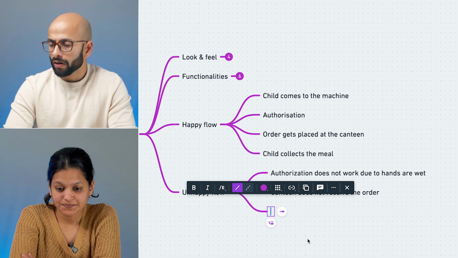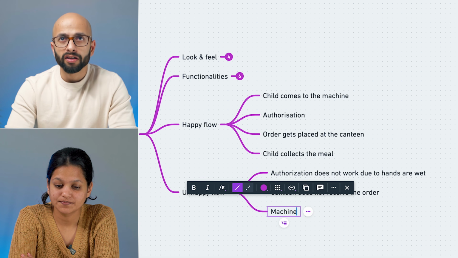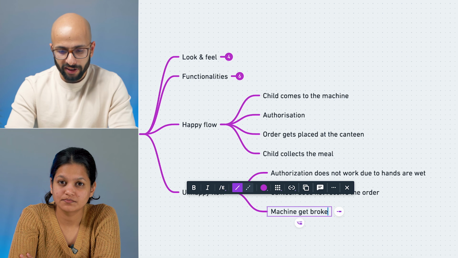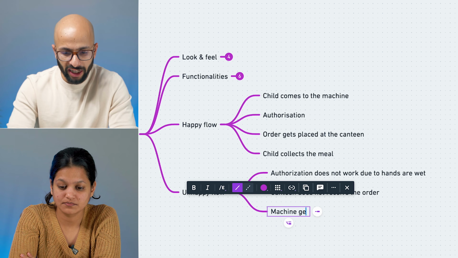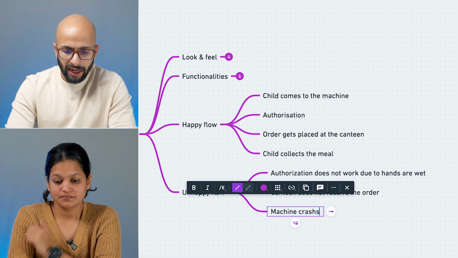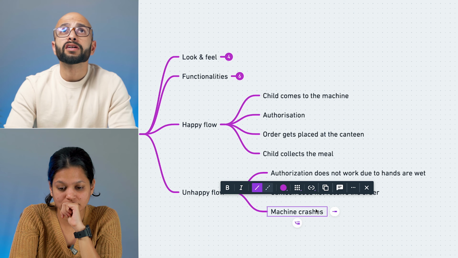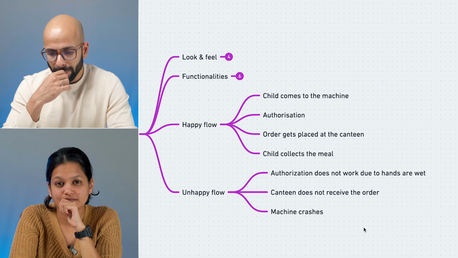Another unhappy use case can be, let's say the machine gets completely broken down, right? It's just not working. There's a big bug. It just crashes. Machine crashes. And the other one that I can think of is, I think these are the most ones that I can think of from an unhappy flow point of view. At least that will happen a lot.